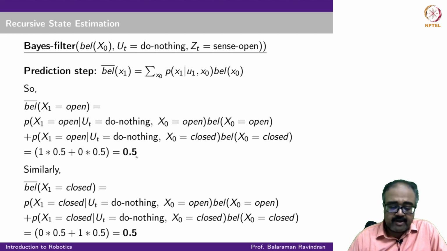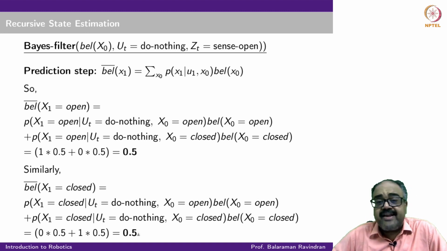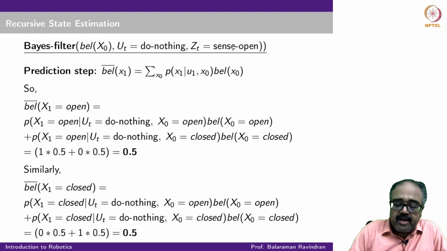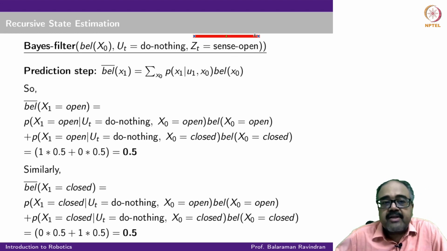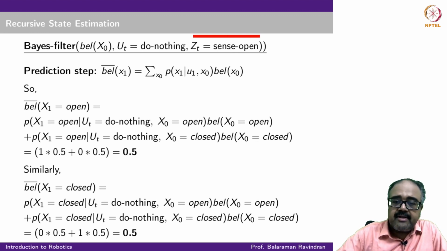So you have bel bar of x1 equal to open is 0.5, bel bar of x1 equal to closed is 0.5, and so it really does not change from whatever bel of x naught was. Okay, so bel bar x1 hasn't changed. It's not surprising because this is our prediction update, and our u_t was basically do nothing, right? Do nothing is supposed to not change anything in the world, and therefore whatever belief that we had on x naught gets transferred to bel bar x1. So the interesting update now is going to be what happens when we compute bel of x1 after we incorporate this sensing, right? So let's go on to the next slide.